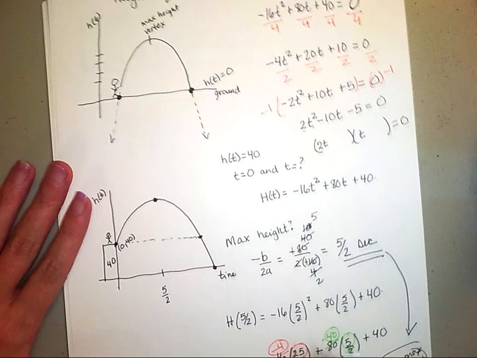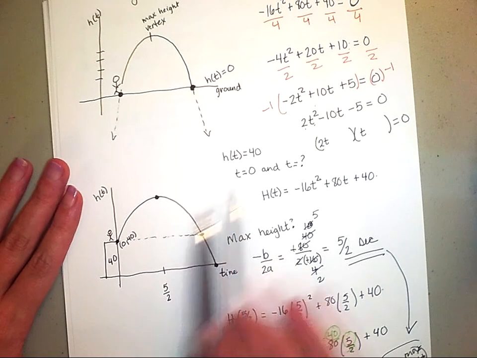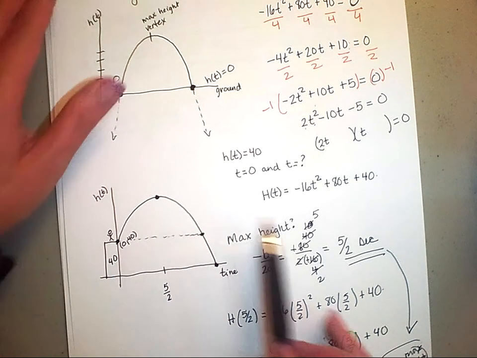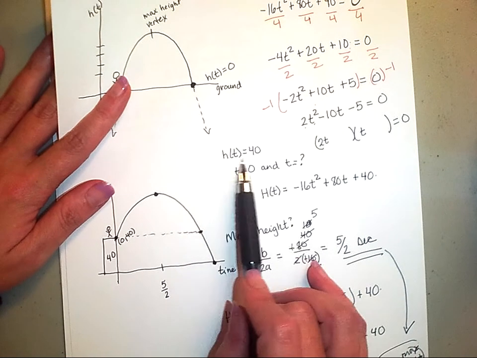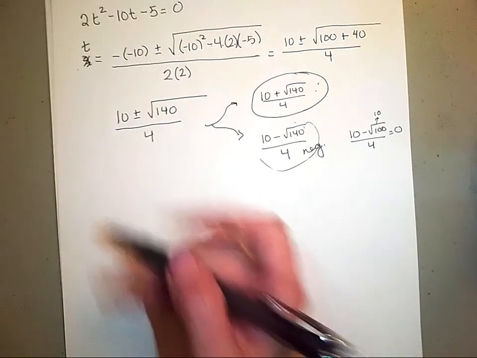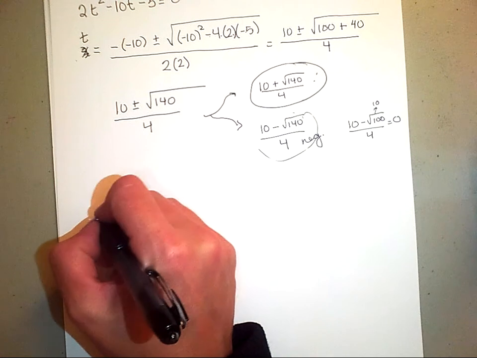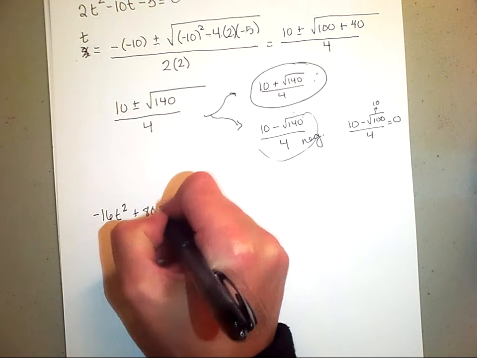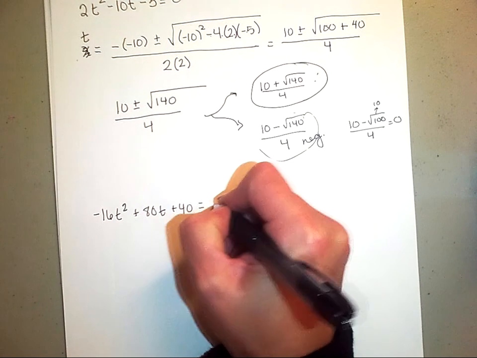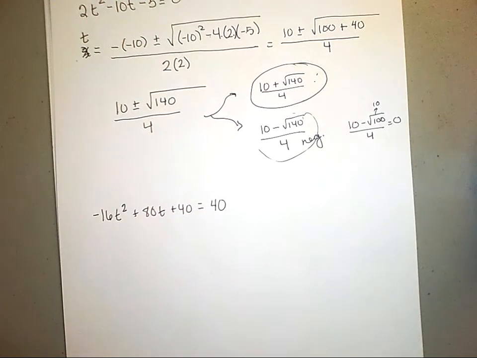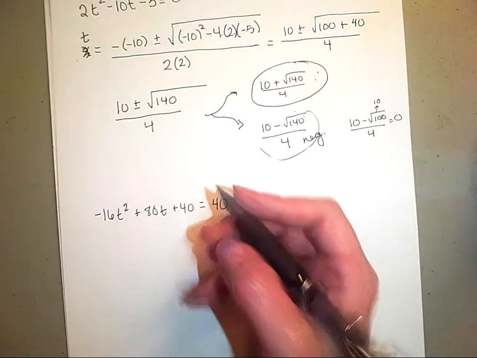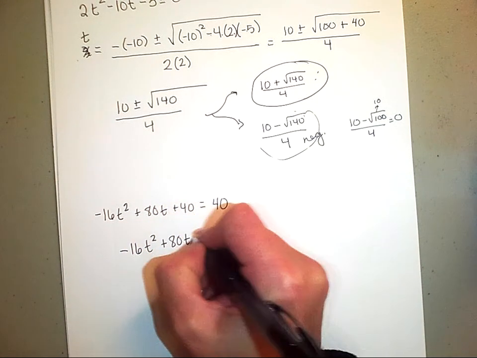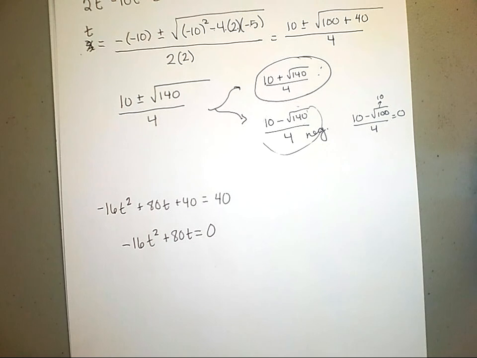Now let's try and answer this last question that we had started. What if we wanted to know at what time the height of the ball was 40? Well, we know the first one's 0. So let's see if we can find the other one. That is where we need to solve where h of t is equal to 40. So h of t was negative 16t squared plus 80t plus 40, equals now 40. Well, we can subtract 40 from both sides to get negative 16t squared plus 80t is equal to 0.